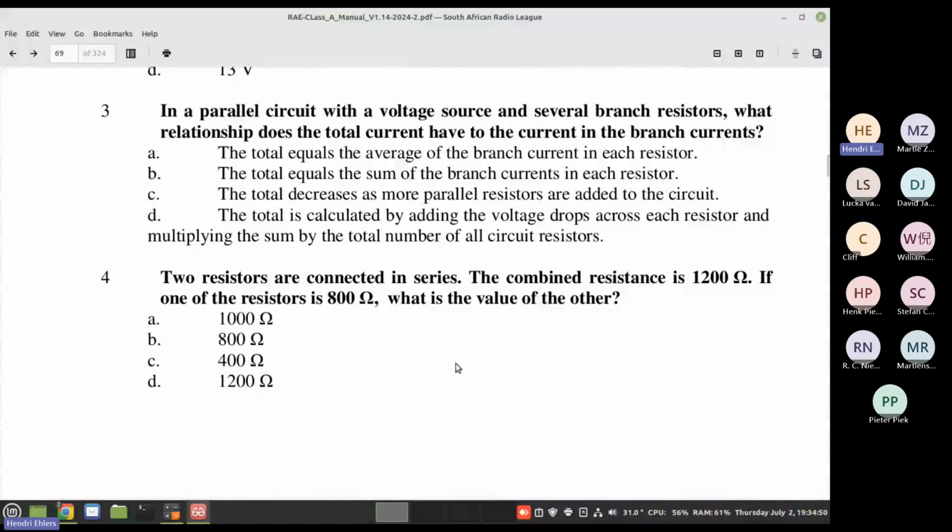Two resistors are connected in series. The combined resistance is 1,200 ohms. If one of the resistors is 800 ohms, what is the value of the other one? 400. That is correct.